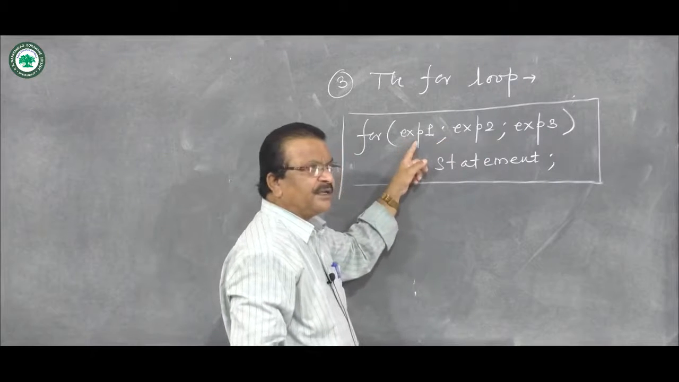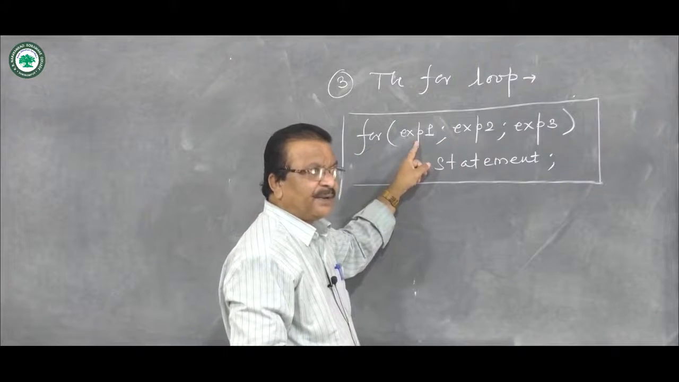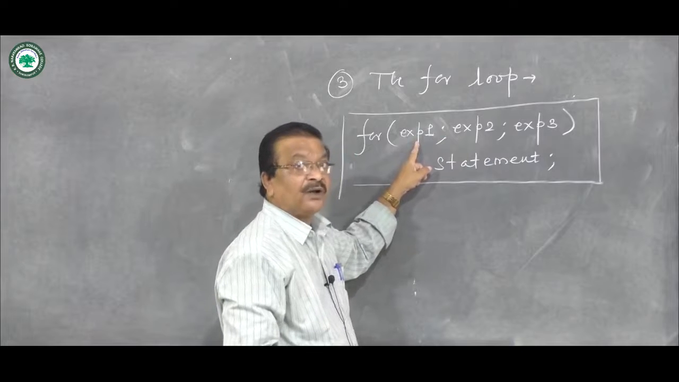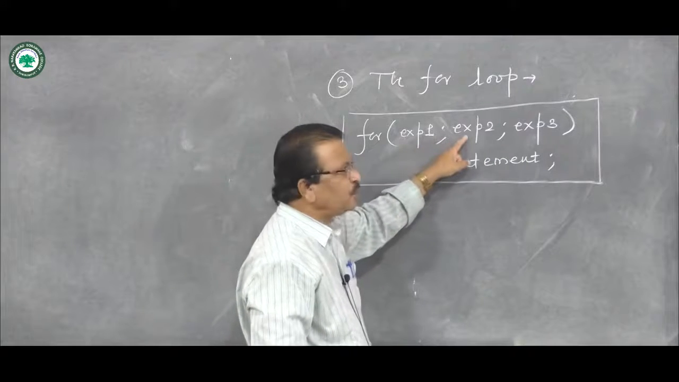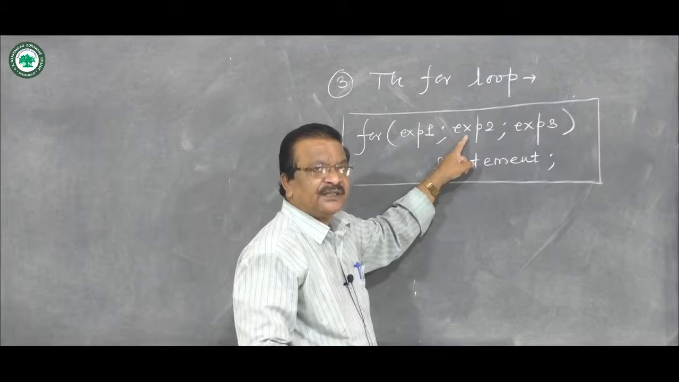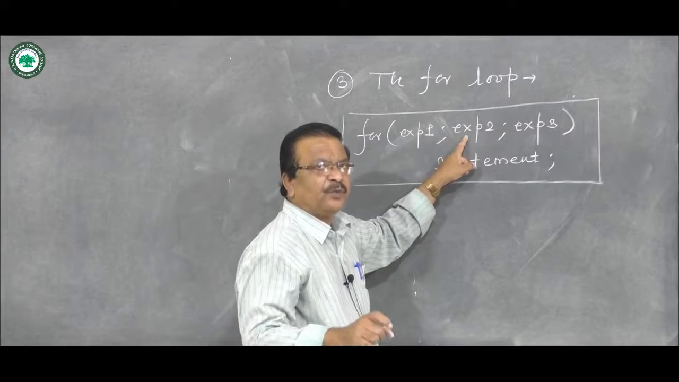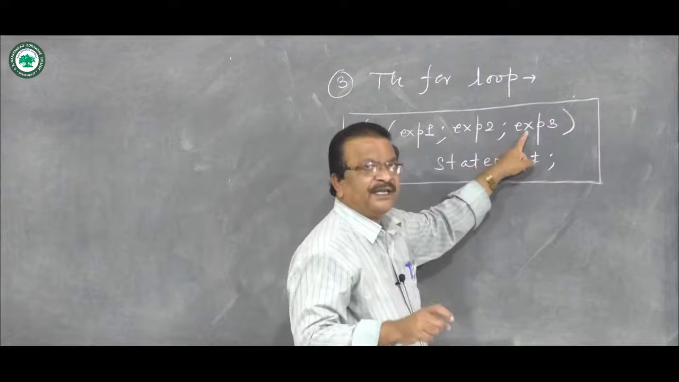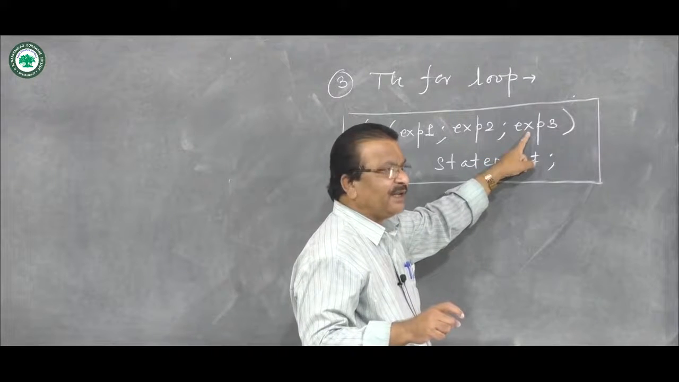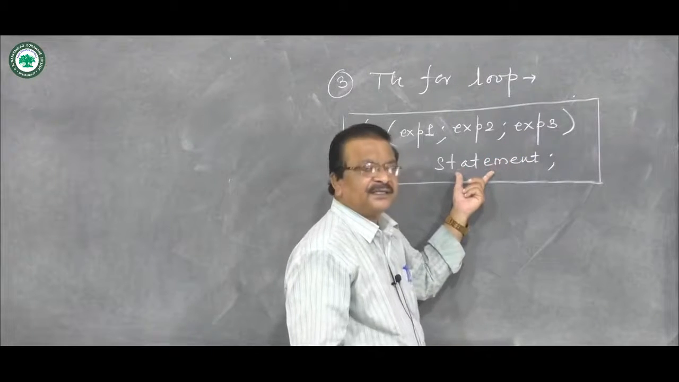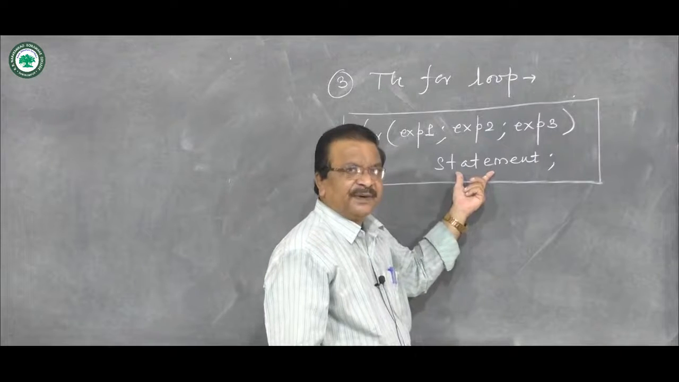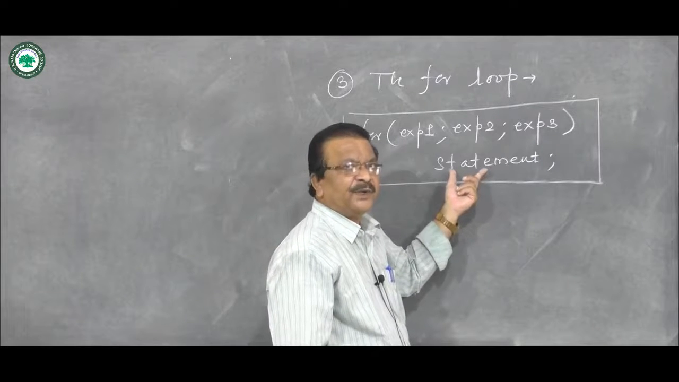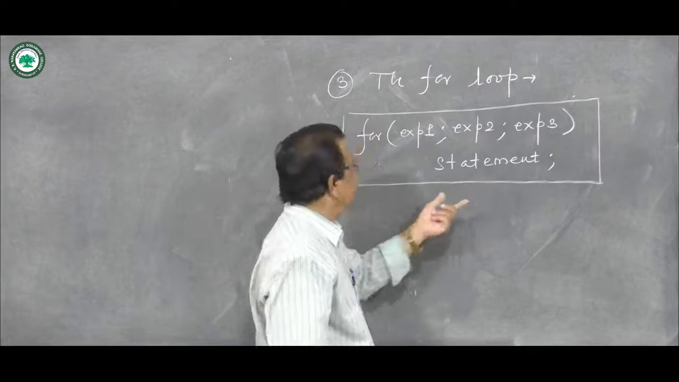Expression 1 is the initialization of some parameter called the index or counter. Expression 2 is a test condition that must be true for the loop to continue its execution. Expression 3 is the increment or decrement of the variable. The statement is either a simple statement or a compound statement. Usually it is a compound statement.